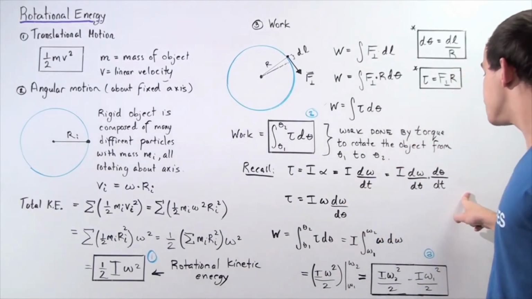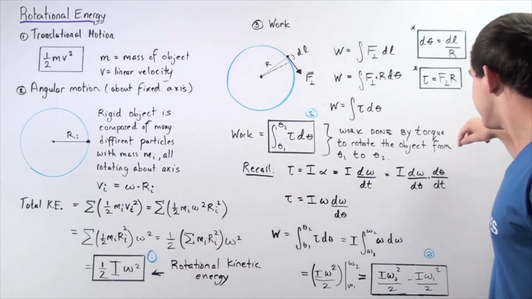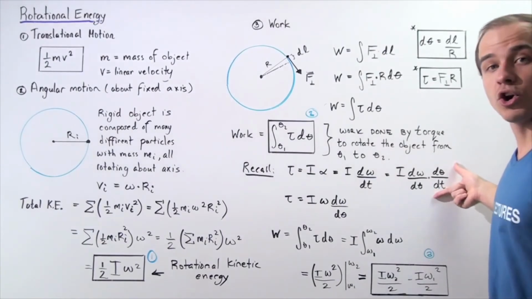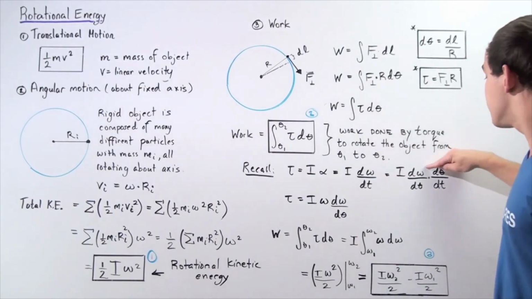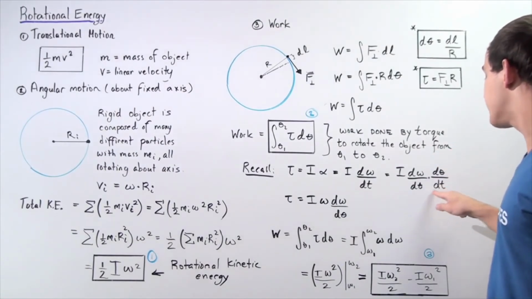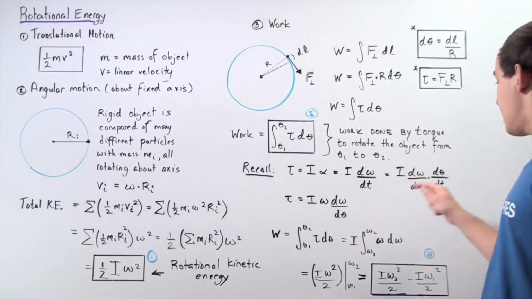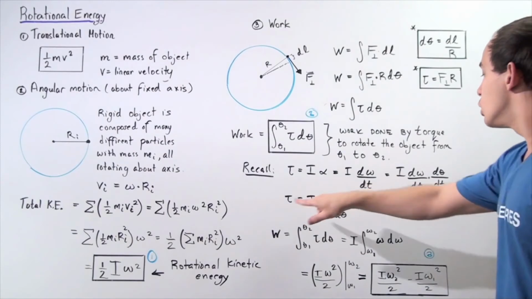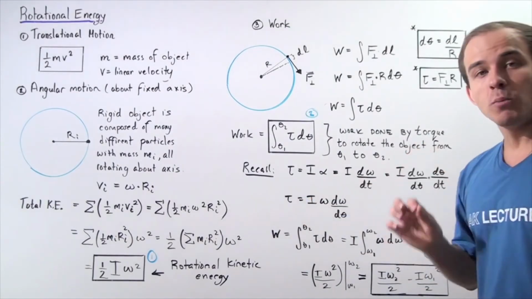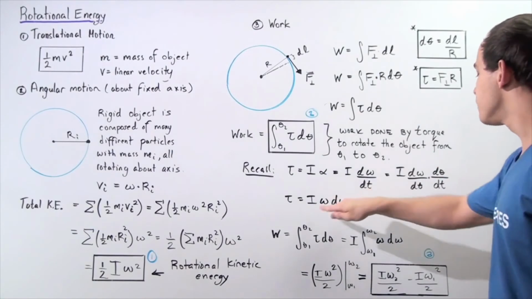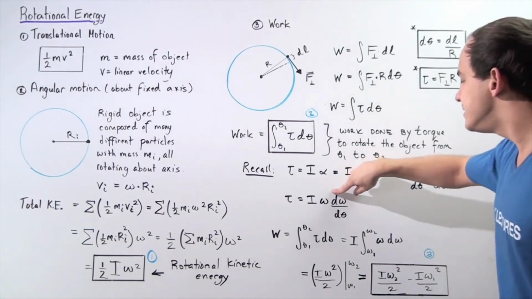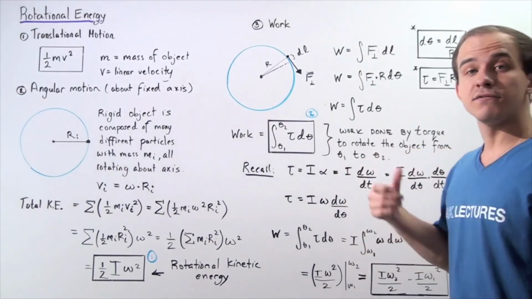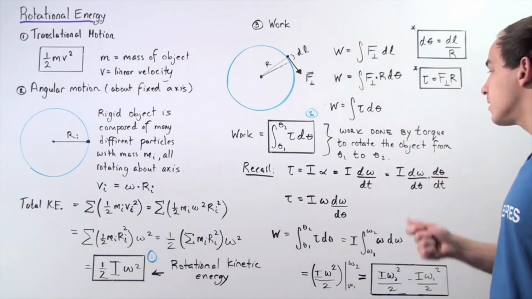And so that means because this quantity d theta divided by dt is simply our omega, our angular velocity, the derivative of our angular position with respect to time is equivalent to angular velocity, we can replace this term with omega and we get the following result. Torque is equal to I, the moment of inertia, multiplied by omega, multiplied by this quantity, d omega over d theta. So we're taking the derivative of our angular velocity with respect to our angular position.